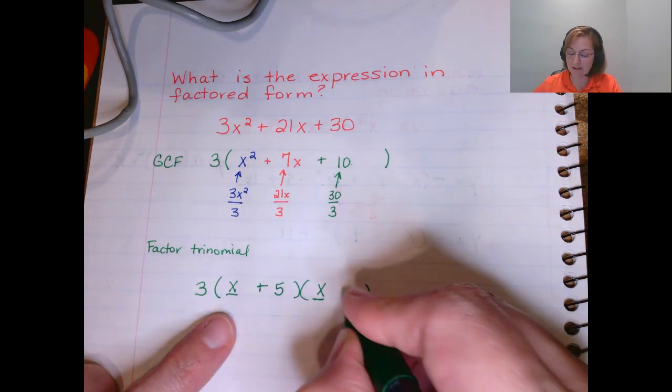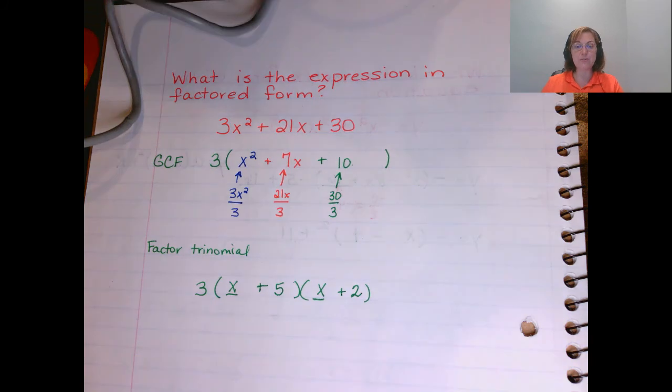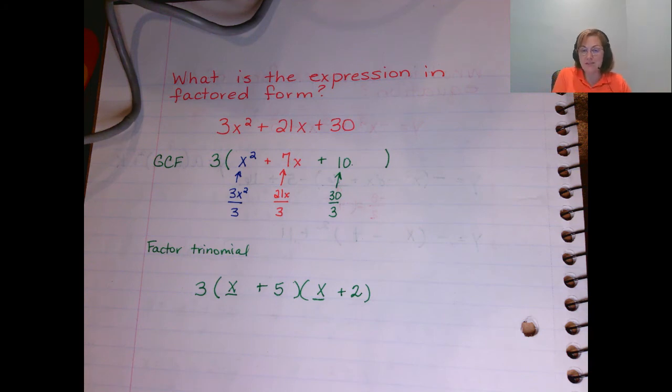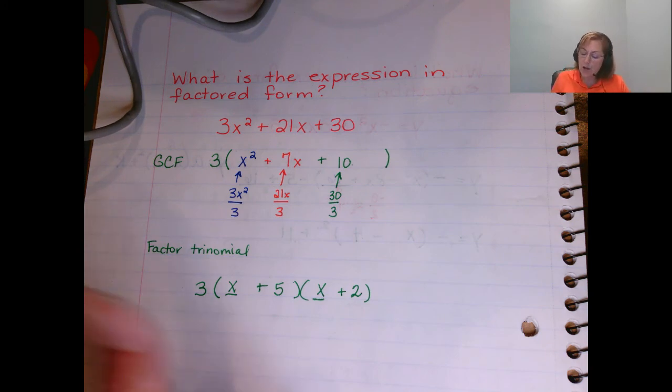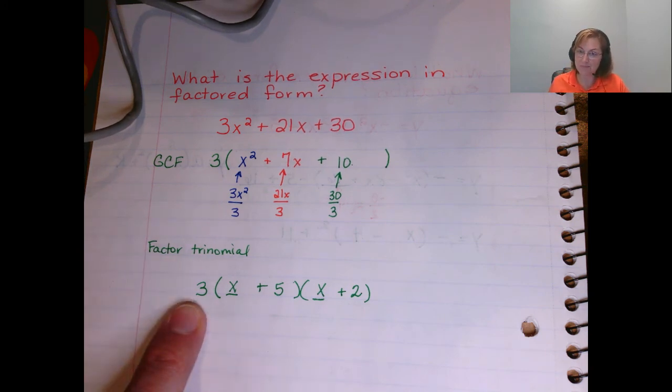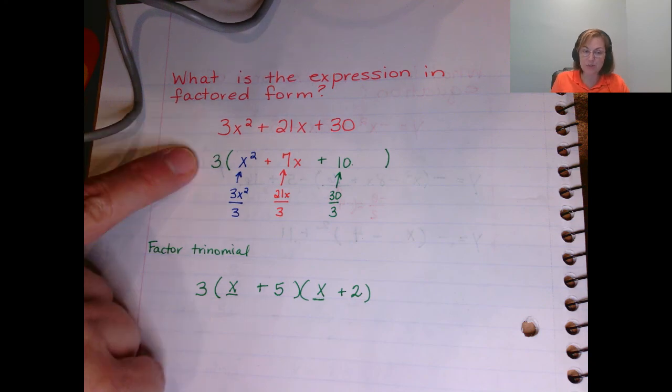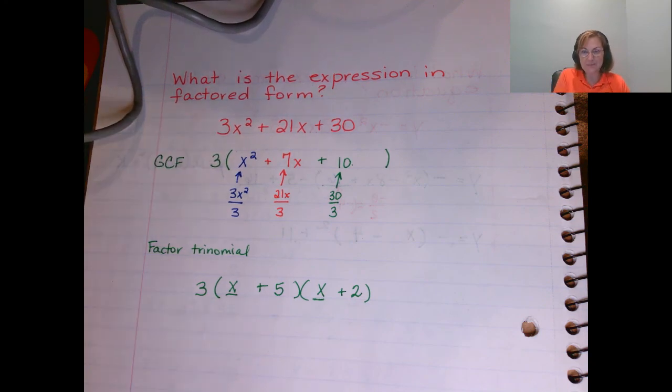Now, it doesn't matter if you want to put the 5 in the first parentheses and the 2 in the second, or if you want to put the 2 in the first parentheses and the 5 in the second. That order doesn't matter as long as you have those two parentheses there. And also, don't forget your 3. That's important because it actually was there from the beginning. I hope this helps with your factored form.